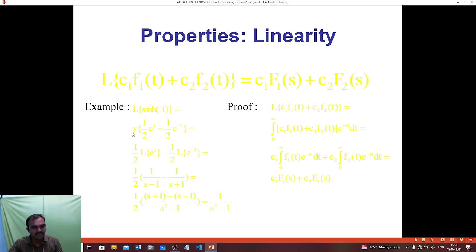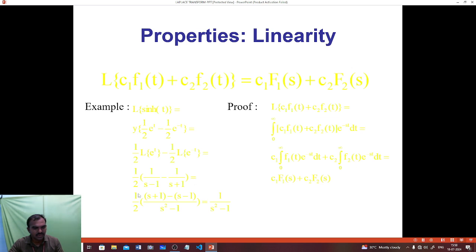So take the Laplace transform: 1 by 2 is a constant, L of e power t, and minus 1 by 2 is a constant, L of e power minus t. So 1 by 2, what is the L of e power t? Already we saw the Laplace transform exponential formula. L of e power minus at is 1 by s plus a. So here, the positive value will come in, we take in the formula as negative. For e power t, the value is 1 by s minus 1. Then for e power minus t, it is 1 by s plus 1. We take opposite signs.